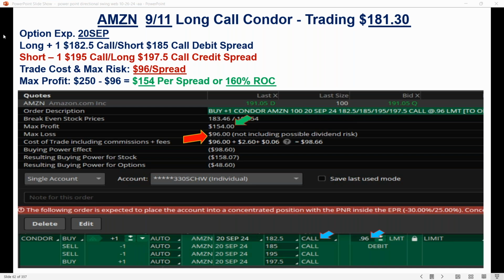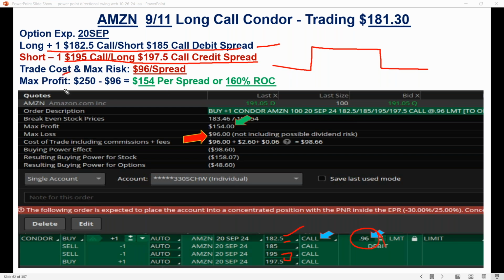So this was the trade setup on this one, based off that cycle low retracement reversal off the 200. So we went long the 182.5, 185 call debit spread, and then sold against it the 195, 197.5. So we had what we call a Condor. All right, so we had the total risk of $96 right there. So we're long the 182.5, 185, short the 195, 197.5, and boom, our risk is a total of $96.